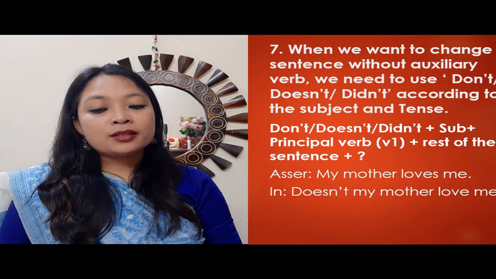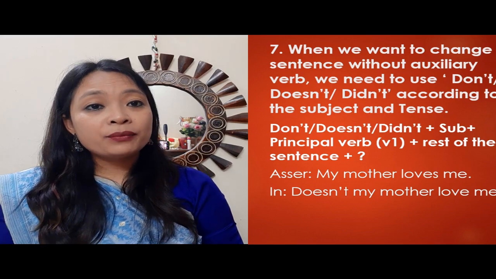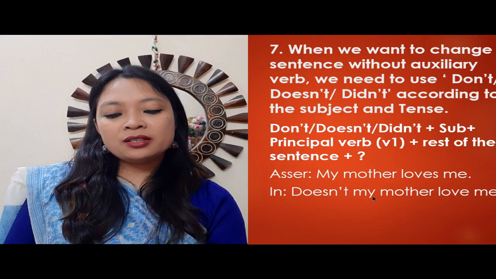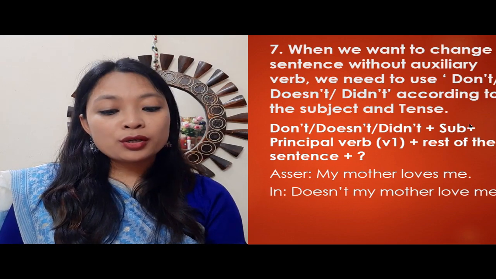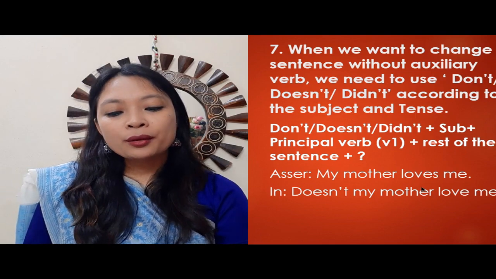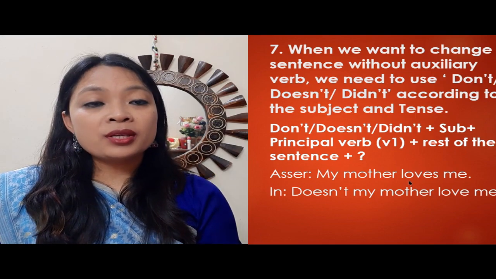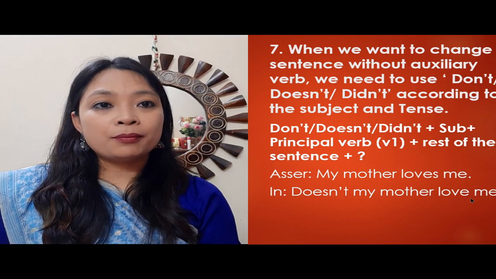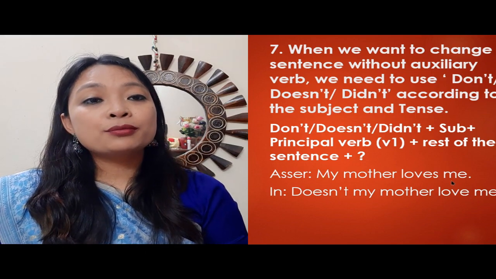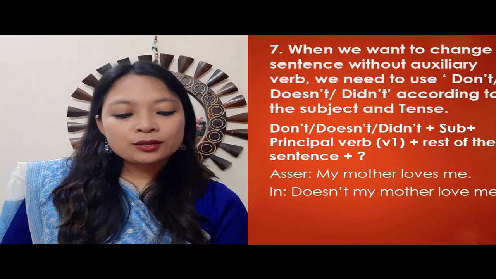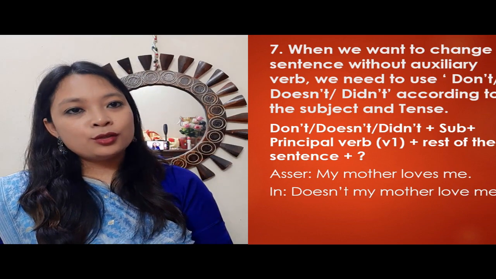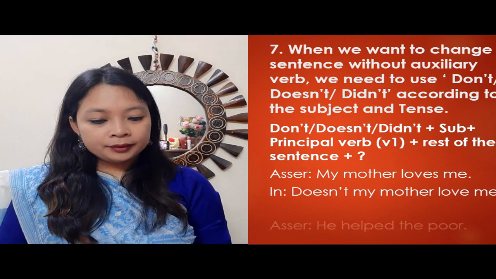Now let's check whether the structure is maintained properly in our sentence. You see, firstly we have written doesn't, and according to the structure we have to write down the subject. So our subject is my mother, and then the principal verb. Our principal verb is love. So here we have written love, the present form of the principal verb. And then we have to write down the rest of the sentence. So we have only me here. So: Doesn't my mother love me? So dear boys, the note of interrogation is given, right?